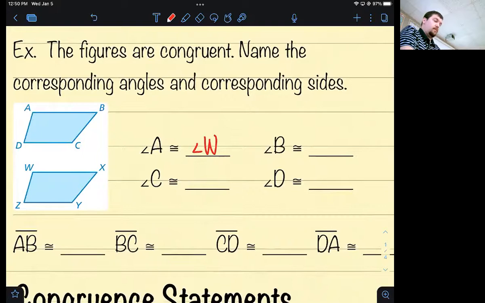Angle B. Angle B, what does that correspond to? Go ahead. Angle X, that's right. Nice job, Garrett. Angle X. Angle C corresponds with what, Christian? Angle Y. And angle D corresponds with what, Dawson? Angle Z.